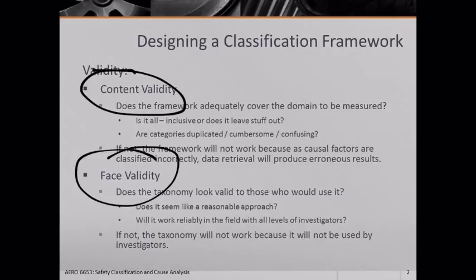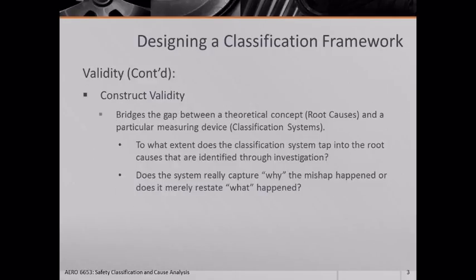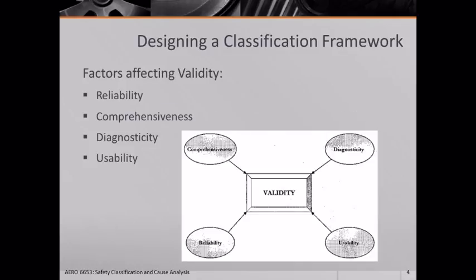Face validity kind of seems superficial, but it is important for acceptance in the industry of your classification system. The classification system you design has to look like a reasonable approach that will work reliably in the field. Otherwise, investigators won't use it. Construct validity is necessary to make sure that the classification system captures the true root causes identified during investigation. The system has to capture why, not merely what happened. So those were the three types of validity.